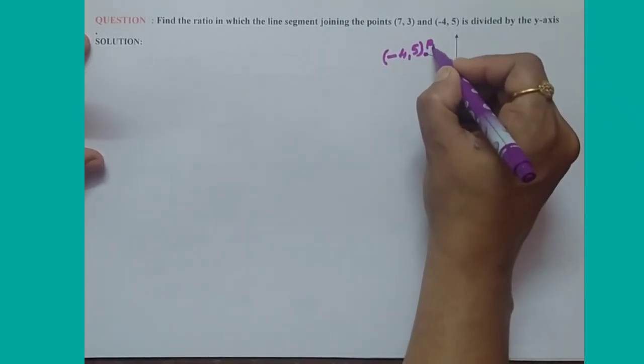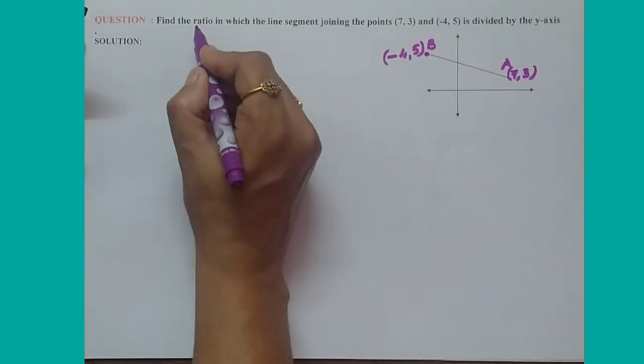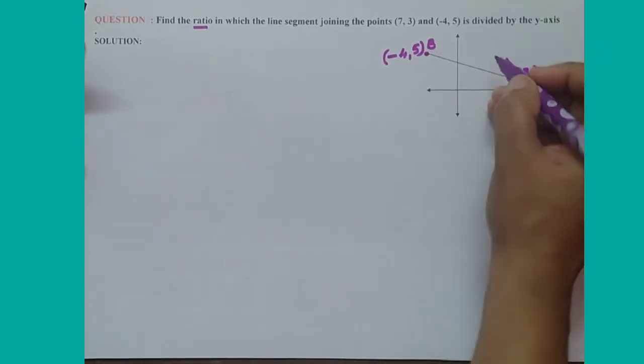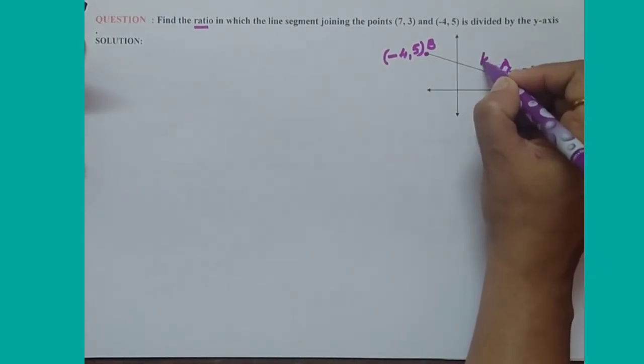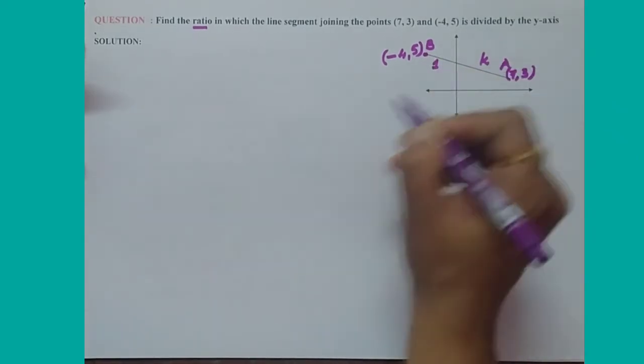Second point I am going to take as B. But when I draw such a line, definitely it will cut the y-axis. The question is also mentioned like this: find the ratio. You are asked to find the ratio. So along with the point A, you need to take the component k, and along with the point B, you need to write 1.